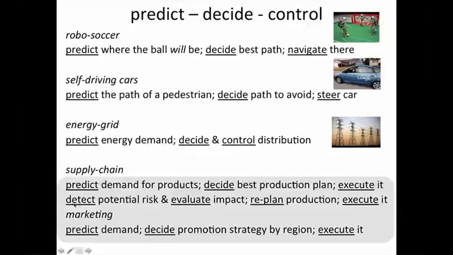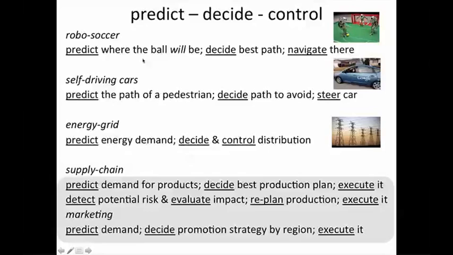However, consider some of these examples below. Detecting potential risks from, say, tweets is possible, but then evaluating their impact requires a certain degree of fairly complicated reasoning. Similarly, predicting demand might be easy, but deciding the right promotion strategy by region might be a fairly complicated exercise.